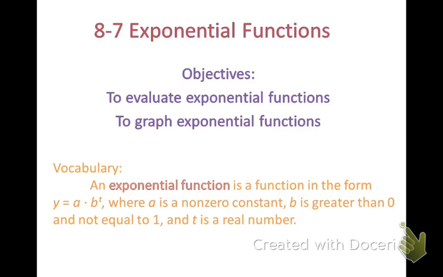Vocabulary. An exponential function is a function in the form of y equals a times b to the t power, where a is a non-zero constant. That's telling me how constantly it's going up or down by. And b is greater than 0 and not equal to 1. And t is a real number. Again, t could be real numbers, square roots or negative exponents, fractions, things like that.